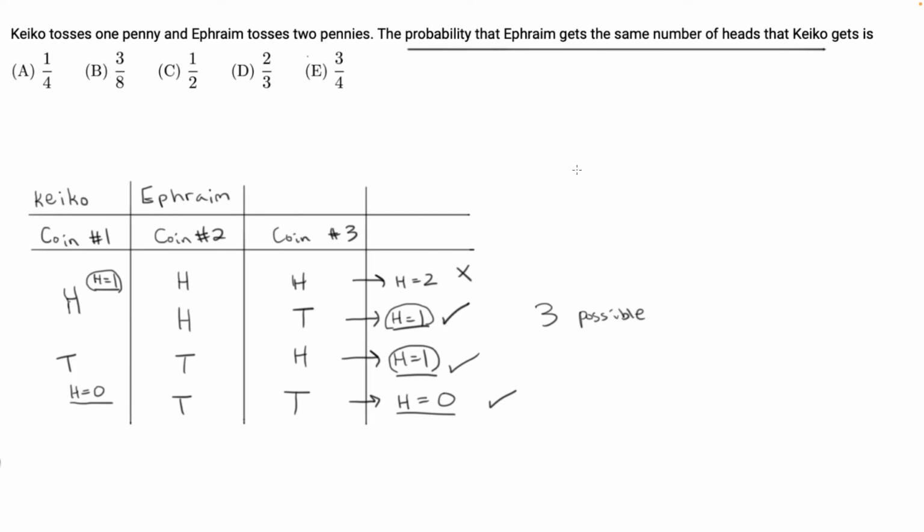And then for the total number of combinations, it's 2 from the 2 outcomes of Keiko times the 4 possible outcomes of Ephraim. So we have a total of 8 possible combinations, and only 3 are successful. So it's 3/8, and that's B.